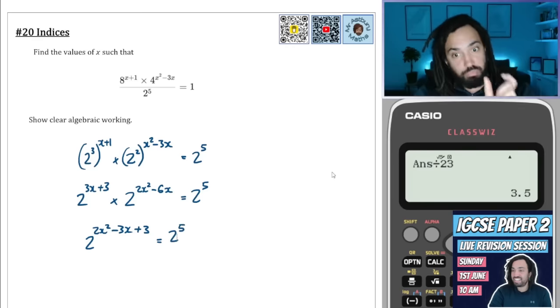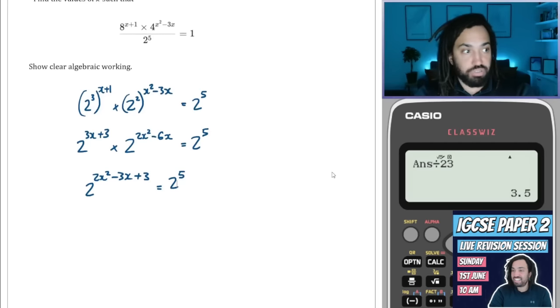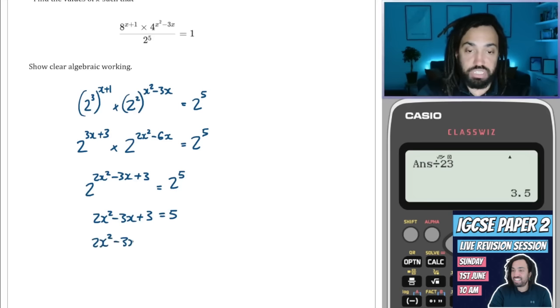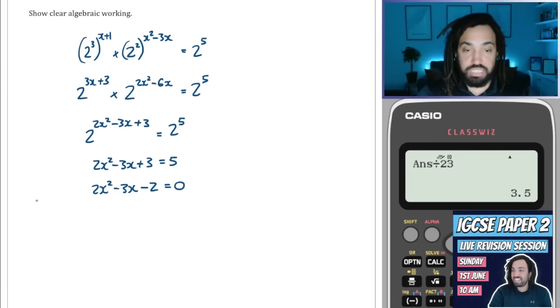Now we've got both sides of the equation as 2 to the power something, so therefore those somethings must be the same in order to make the equation equal. So we're going to set those two powers equal to each other. Now this is a quadratic, so we're going to want to set that equal to 0, so we're minus 5 from both sides. And then we're going to factorise that.